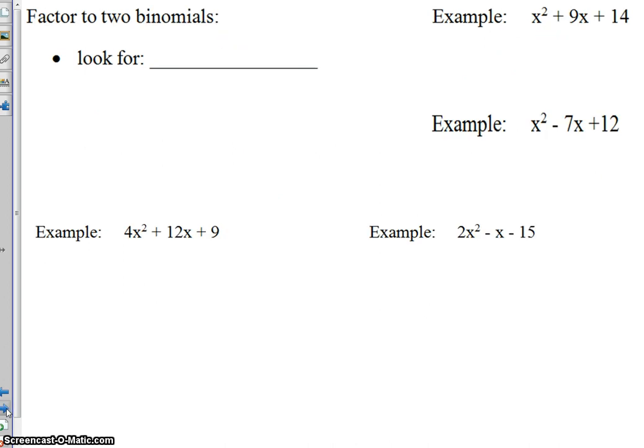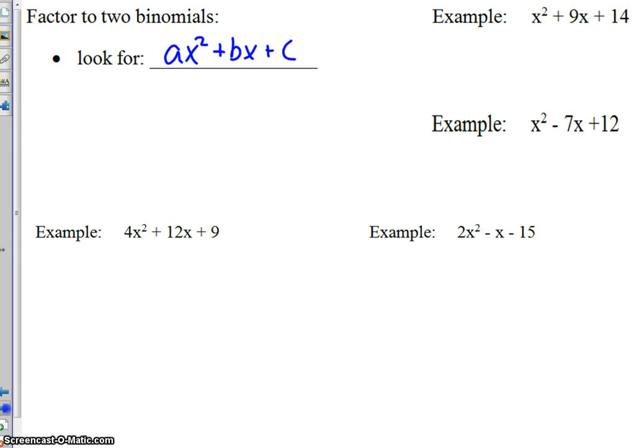Alrighty, so factoring two binomials. In other words, you start with a trinomial, but you know in the answer you want it to be two binomials. Okay, so this is the one we want to remember from last year. There's a box that goes with these. There's a bunch of different things. I think the best way is to think of it as ax squared plus bx plus c, okay?